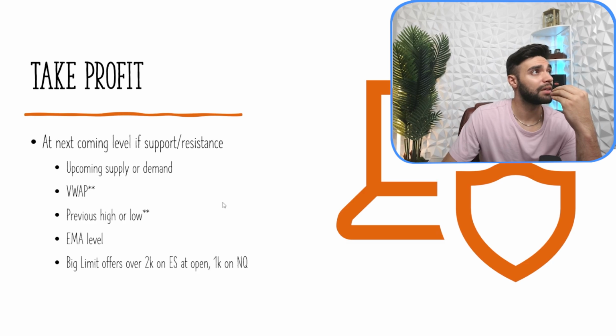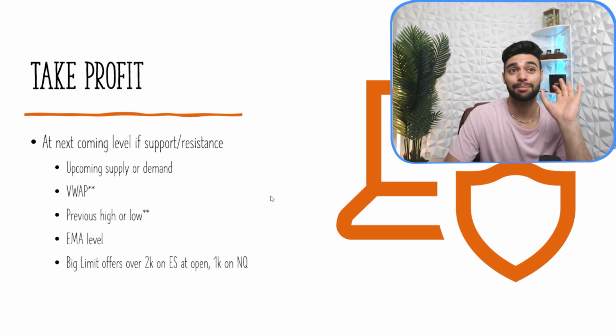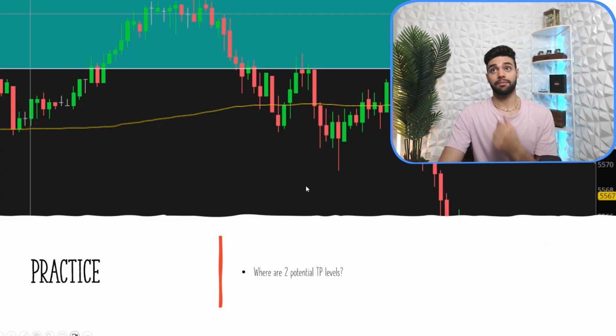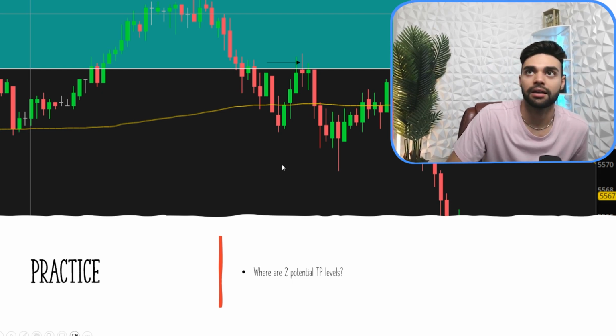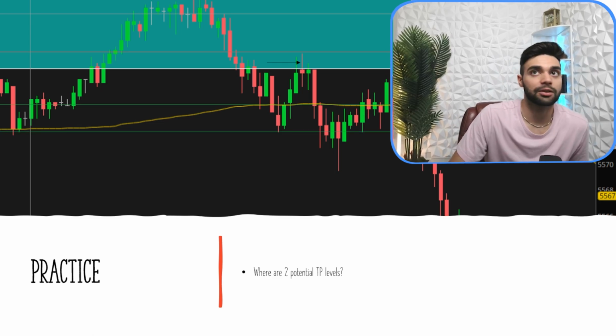Now, my take profit level will be the next coming level of any support and resistance, upcoming supply or demand, VWAP, previous high or low, EMA level, big limit offers, whatever it is. I want to make sure I get out at the first slightest bit of resistance. For example, my entry: where are my two potential take profit levels? Number one, VWAP. There's my stop loss. VWAP is my first take profit level.